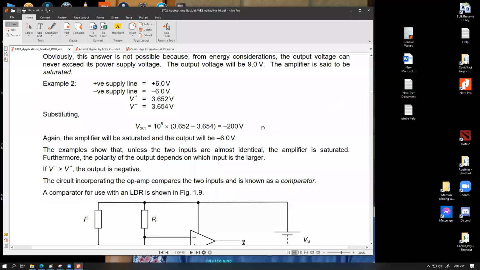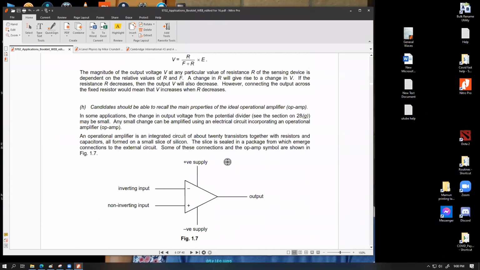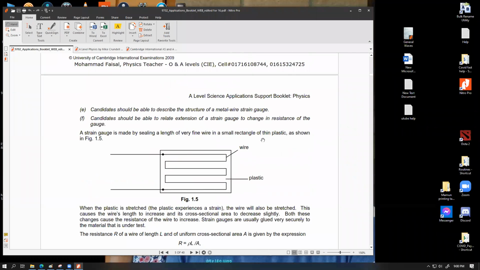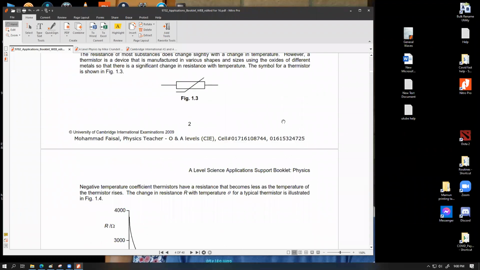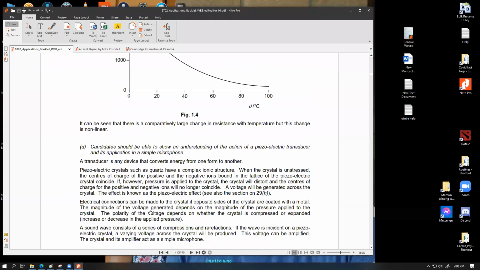So coming back to the part where I actually left off, I talked about three sensing devices. First, it was the LDR, then there was a thermistor. You have seen a graph of a thermistor. Then the third one was a piezoelectric transducer. If you look at the spelling, spellings are important.